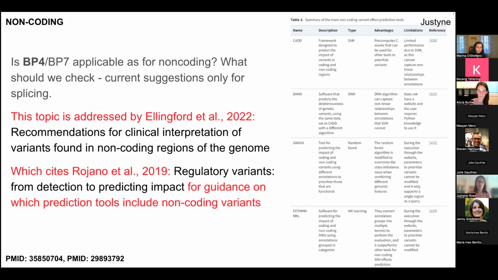And again, looking back at this Ellingford et al. paper from 2022, they suggest consulting the Rojano et al. paper from 2019, where they give regulatory variants from detection to predicting impact for guidance on which prediction tools include non-coding variants. So I've included a portion of Table 3 from that 2019 publication here, which provides some predictors that do provide predictions for non-coding variants, including UTRs.